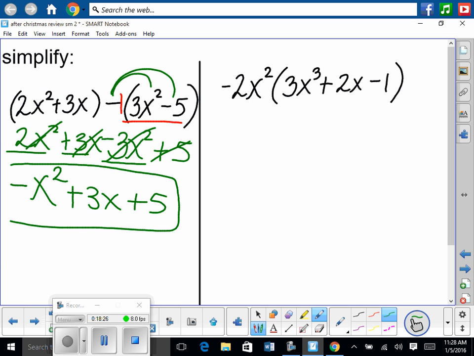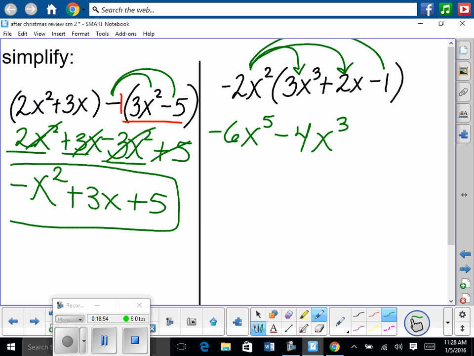All right, looking at this one, wouldn't we just distribute? It's multiplication, right? Multiplication is the only time we distribute. -2x squared times 3x cubed is -6x what? Good. Very good. -2x squared times positive 2x is -4x what? Cubed. And -2x squared times -1 is positive 2x squared. Very good. Do we have questions on that one? Okay. Do 25 to 29.